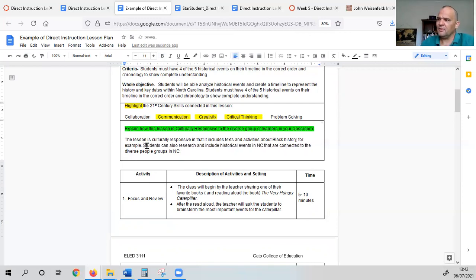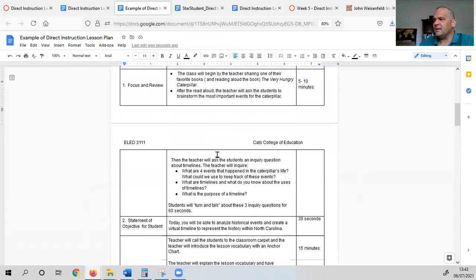Then in terms of cultural responsiveness, it's culturally responsive in that I included activities and texts that connect to Black history. And also students can research and include historical events in North Carolina that are connected to the diverse people groups and the stories here in North Carolina. All right, so just walking through this rather quickly, you can study this example on your own, but I hope you do use it as a guide and a model to help you.